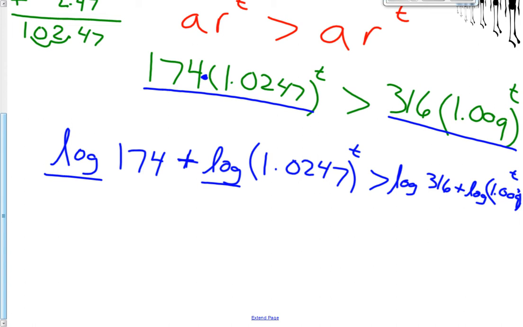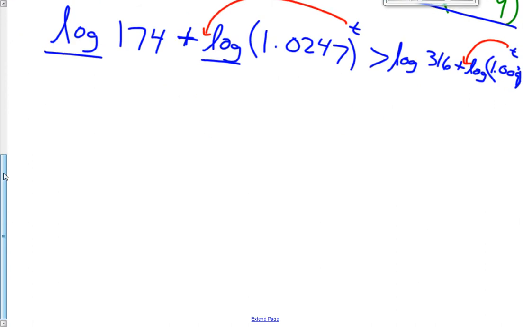Okay, and now class, what we're going to do here is bring this t out in front as a coefficient. We're going to use the power property. Sorry, not the product property, the power property. The t comes out in front. So now that the t is a coefficient, it's now multiplied.